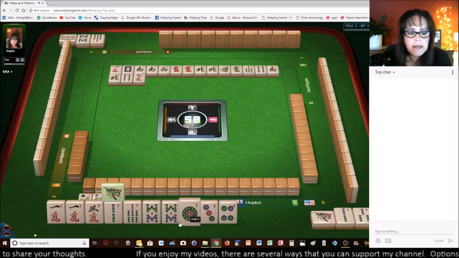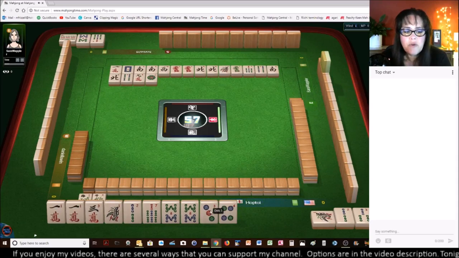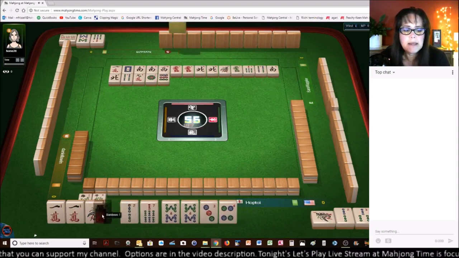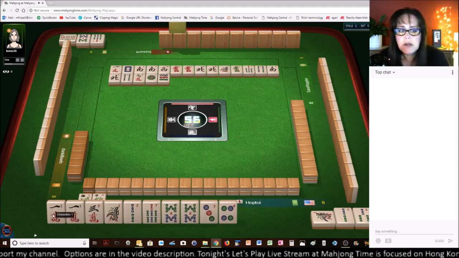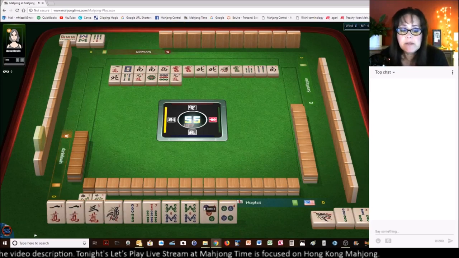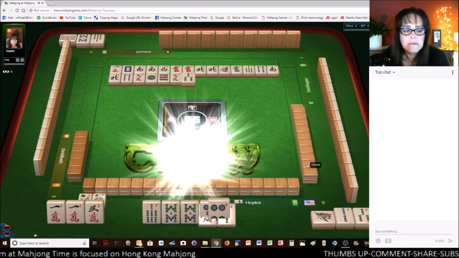Okay, we'll keep that. Let's get rid of the one because that would leave me with a 3-4. So here, we could probably get rid of this three crack next, because I'm hoping this one crack will be my pair. So I'm all set up here for chows with the 3-4 dot, 7-8 bam, 1-2. There's a chow right there. Chow.